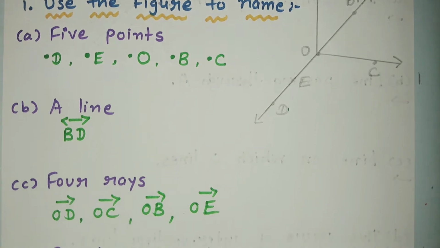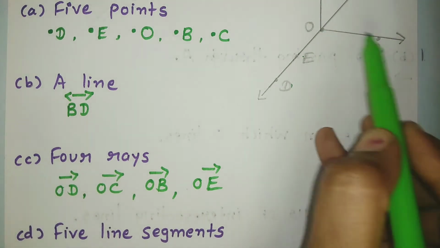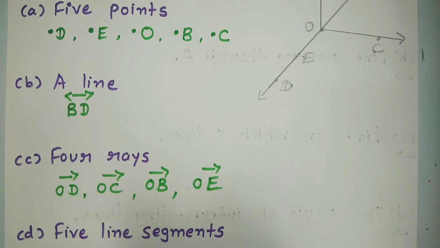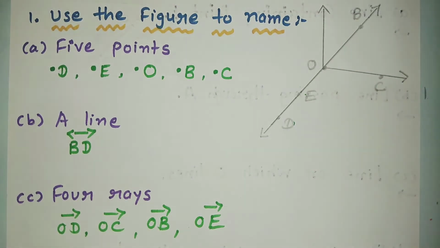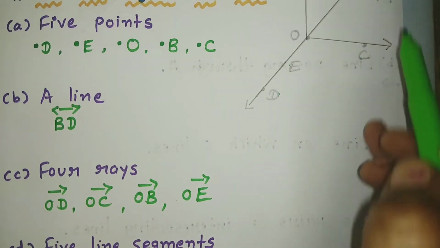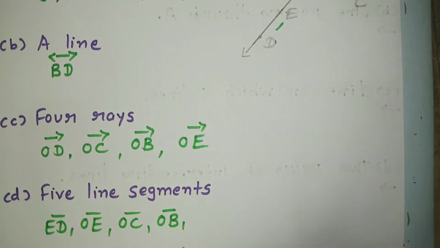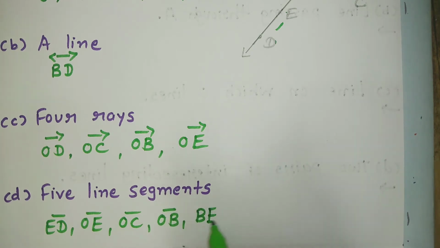Next, 5 line segments. We have to write the 5 line segments. So you can see ED, OE, OC, next OB, and the next is BE. All these are taken from B and E. So the last line segment is BE. Here we just have to see the figure and write the answers to all the questions.